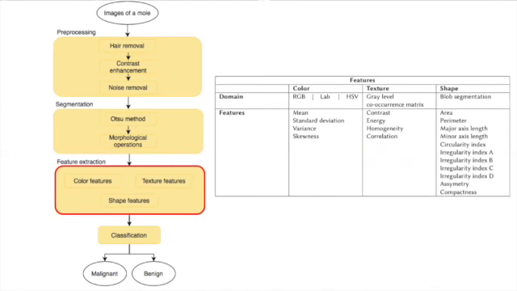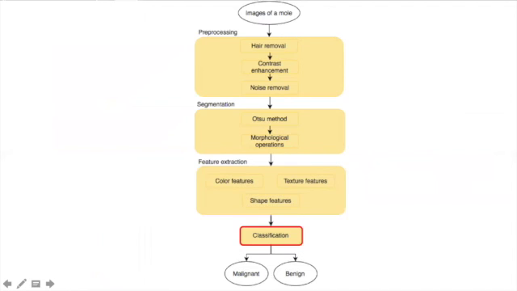And at last, we extract the features of the cropped out image, where we are looking at color, texture, and shape features, and we are calculating these parameters. And in the end, we apply an SVM classification to classify if it's malignant or not.